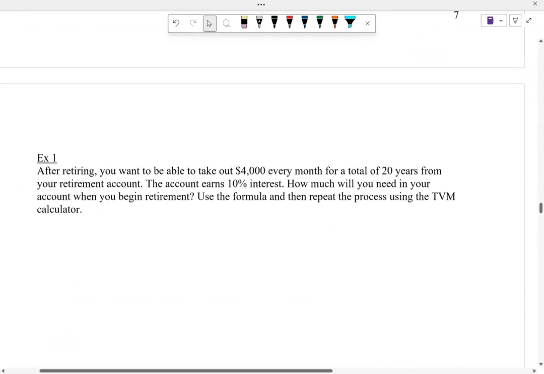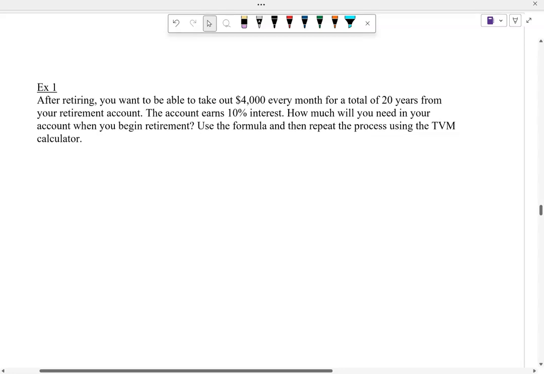So let's look at an example here. After retiring, I want to be able to take out $4,000 per month for a total of 20 years, at 10% interest.